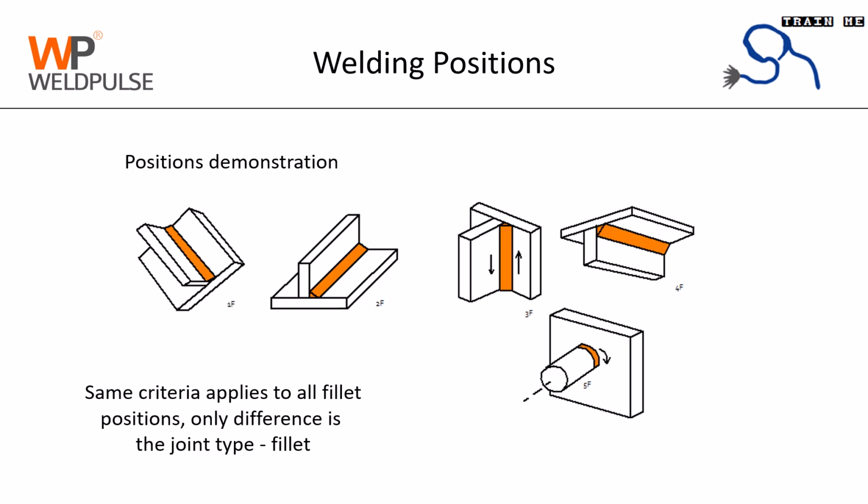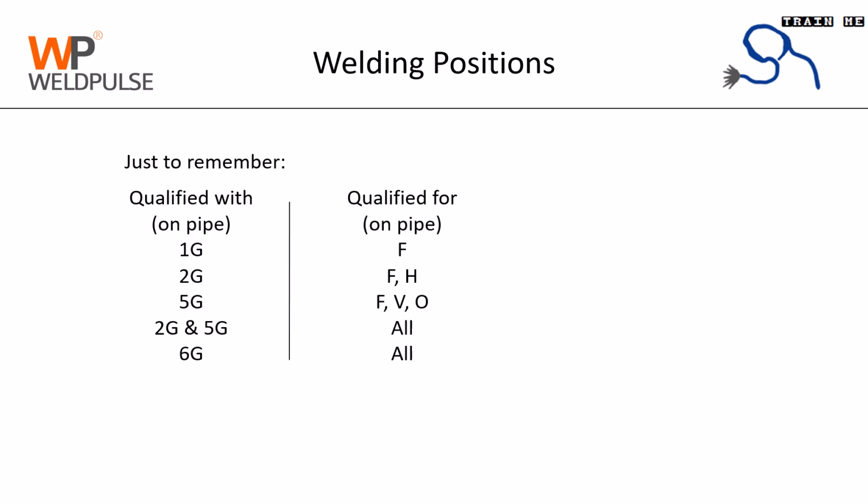For fillet positions, the first numeric of the position terminology has the same meaning as it did in the groove. The only difference is the joint type, which in this case is fillet. Here are the qualified positions as per ASME 9. If a welder has been qualified on any position on pipe.